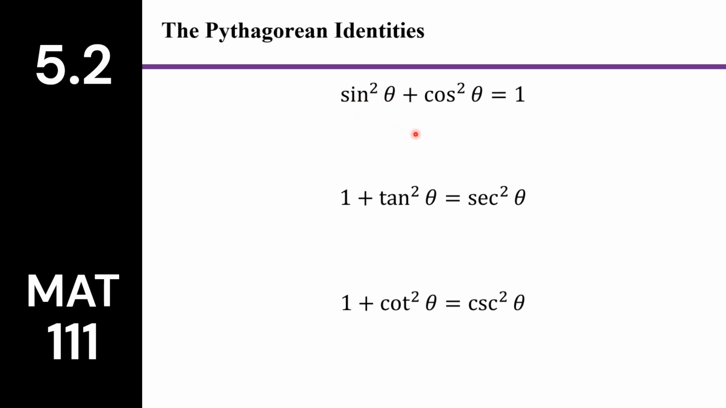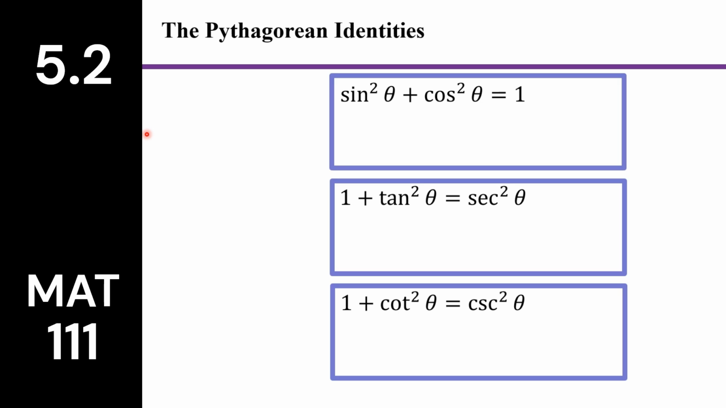And so you'll notice that each of the 6 trig functions is represented in these 3 identities. And we will use these to find various trig functions like we did before when you know some trig functions to help you find others. Before we do that, we want to look at some algebraic manipulations that put these in other forms.